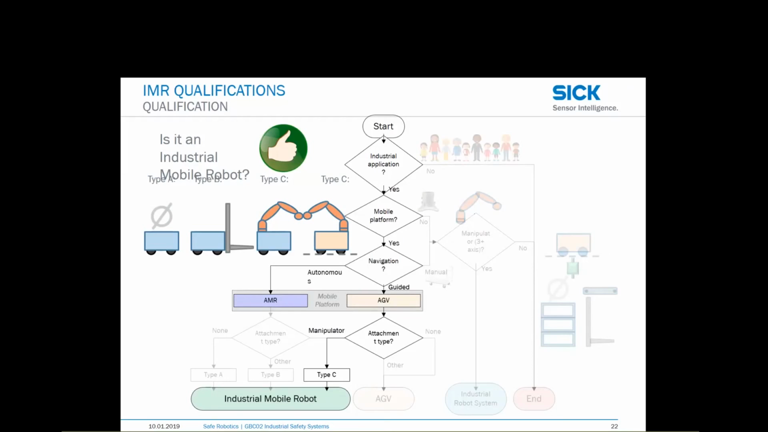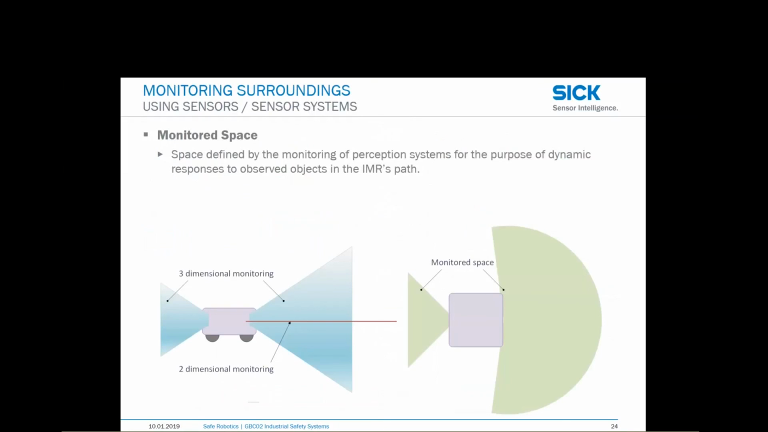When we think about monitoring for these types of platforms, we need to think about monitored space. These units are moving and they're potentially going to add some dynamic applications. Again, as I mentioned, traditionally AGVs have thought about 2D space. We just need to see the line of sight and the direction of travel to ensure obstacles are detected and that they're not impacted, so we have collision avoidance with objects.